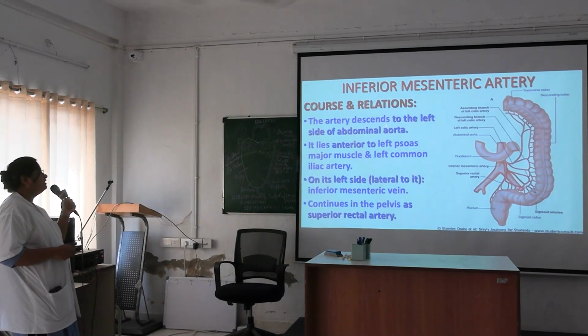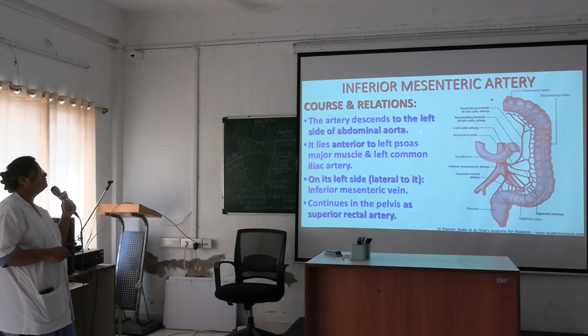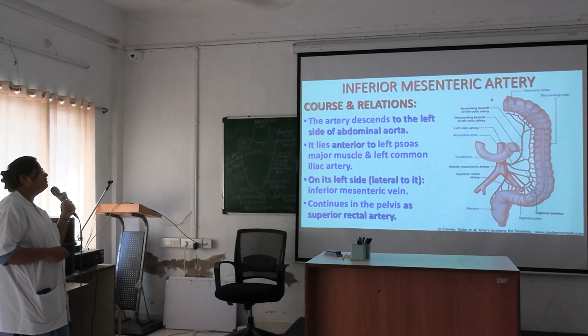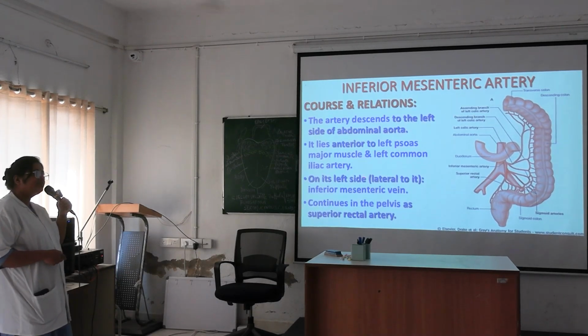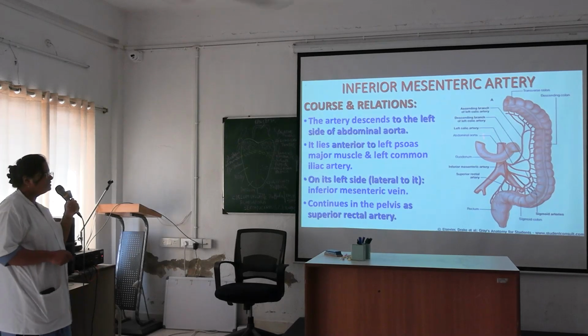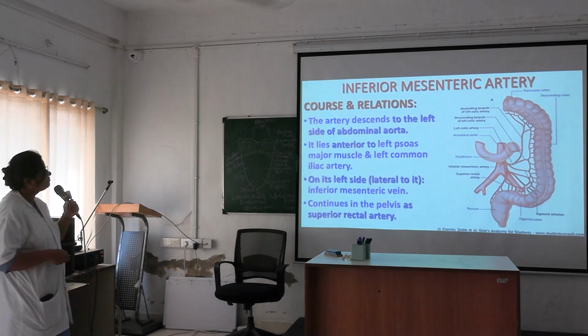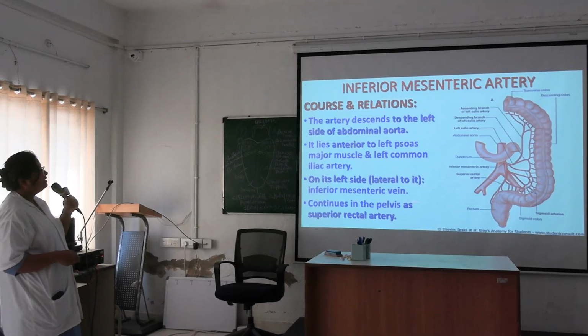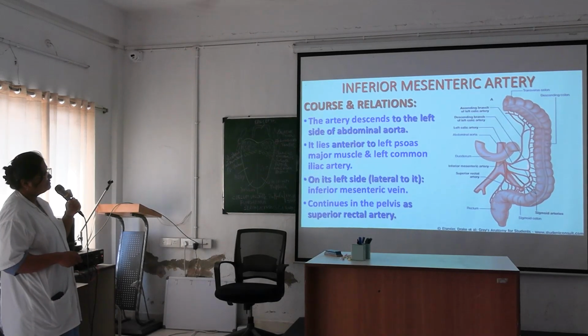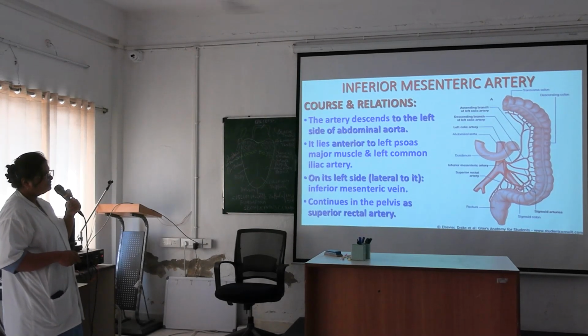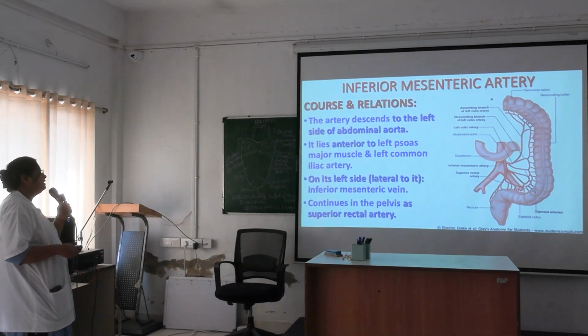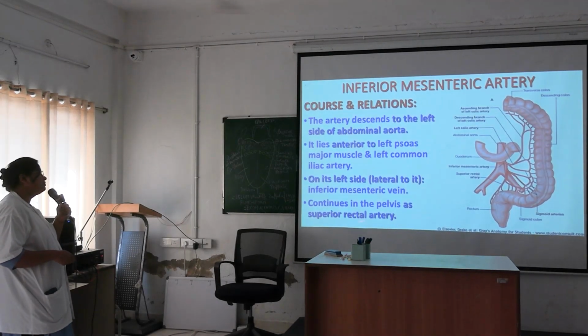Course and relations: the artery descends to the left side of the abdominal aorta, lies anterior to the left psoas major muscle and left common iliac artery. That you have seen, this is the left common iliac, and psoas major you have seen in the cadaver. On the left side, lateral to it, lies the inferior mesenteric vein. Here on this side will be the inferior mesenteric vein, and it continues in the pelvis as the superior rectal artery. Here is the superior rectal artery.